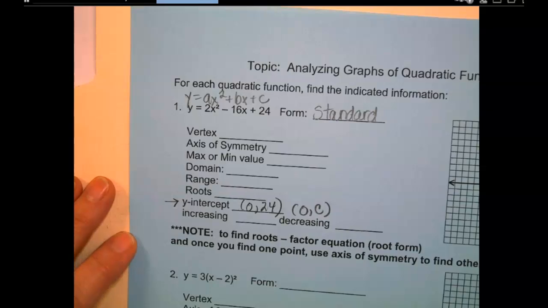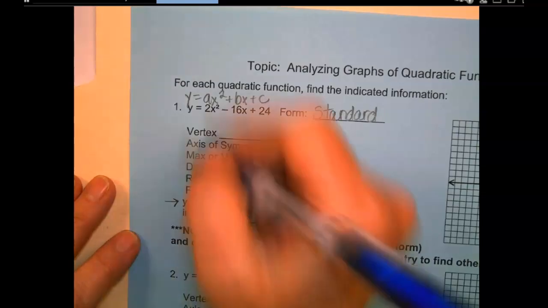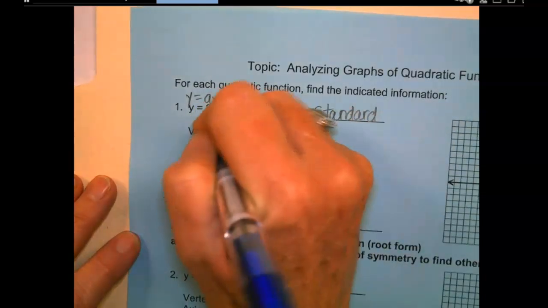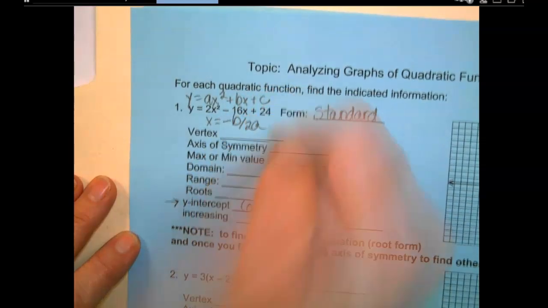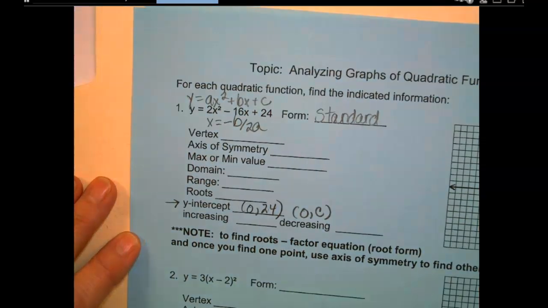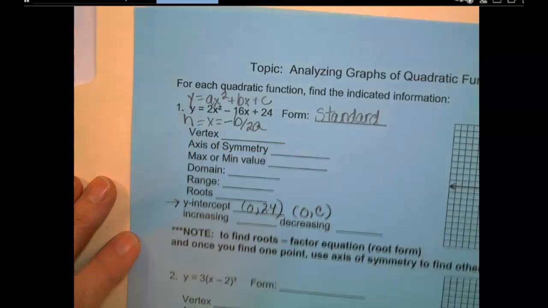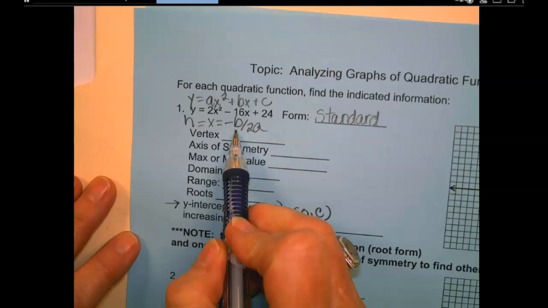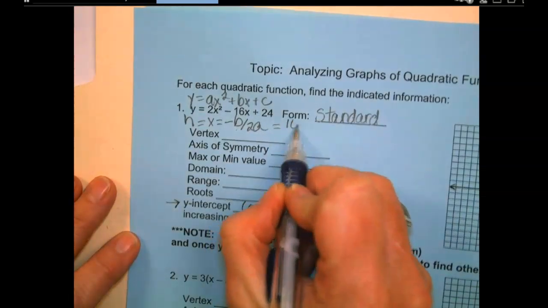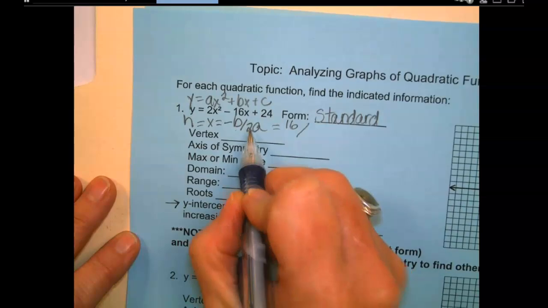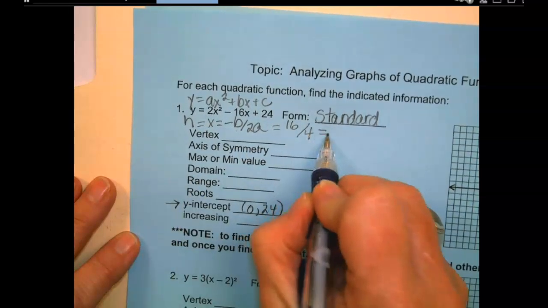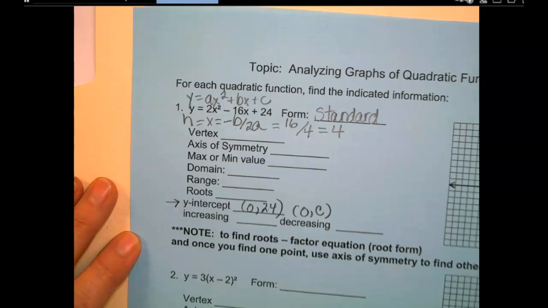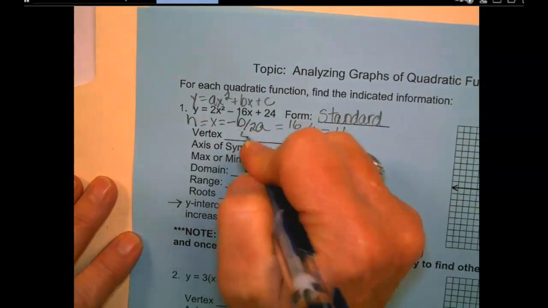The next thing we can get very easily is the vertex. And we get the vertex, this is the one where you use the formula x equals negative b over 2a. And the x is the h of your vertex. So I'm going to take negative b, which is going to be 16, minus the minus gives me positive. 2 times 2 is 4, so my h is a positive 4. So that is the x of my vertex.